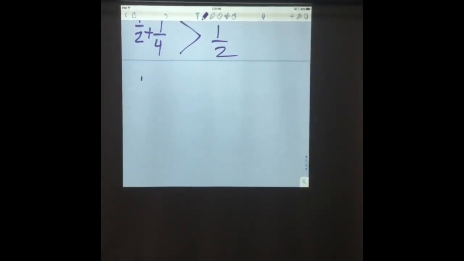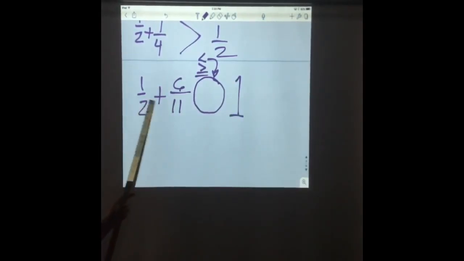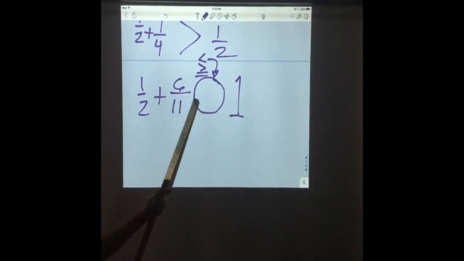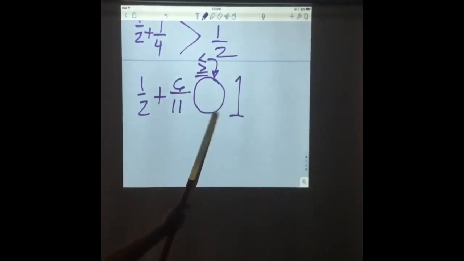Now let me change it. I'm going to say a half plus, let's say, 6/11. And what I'm going to do, I'm going to put a circle in here to tell whether we should have less than, greater than, or equal to. We need to put one of these guys in here, okay? And then I'm going to have a 1 whole. How's that sound? So I have 1/2 plus 6/11. Which one of these signs do you think would go in here?